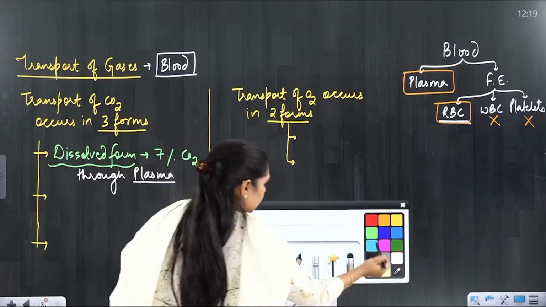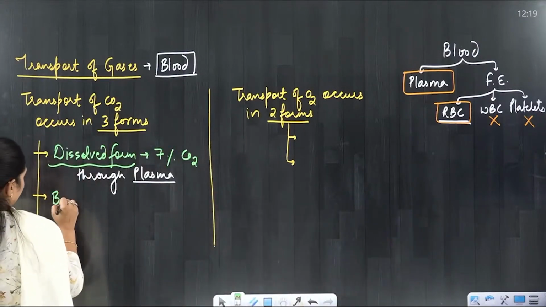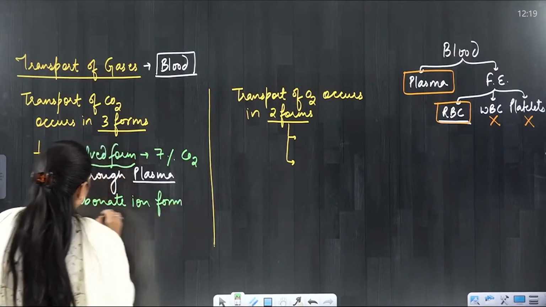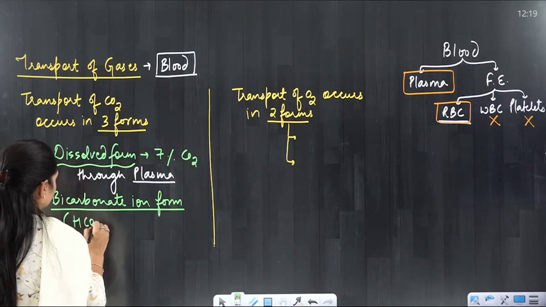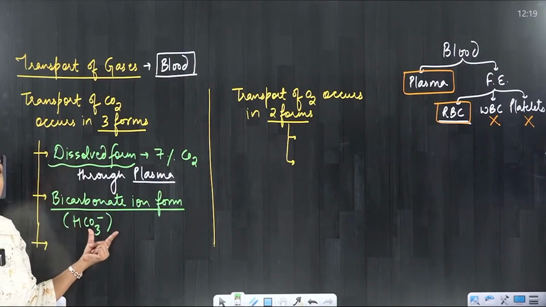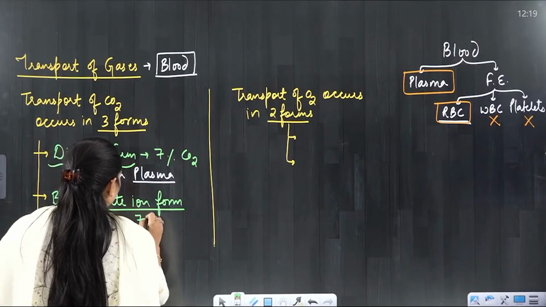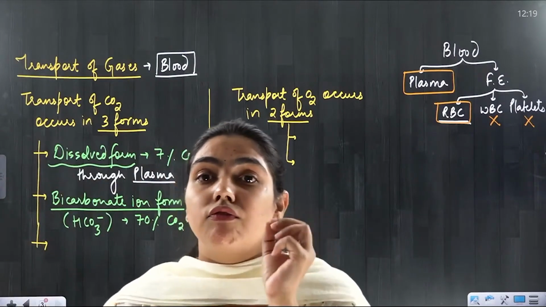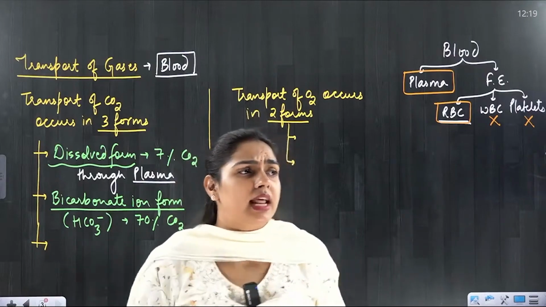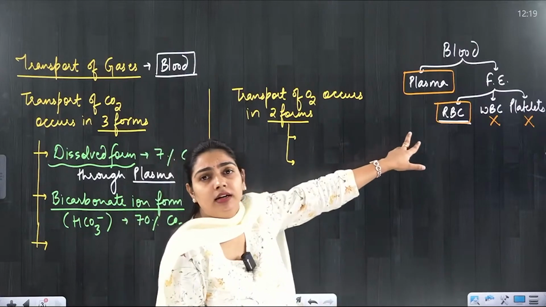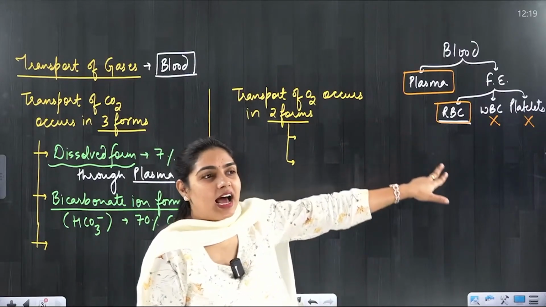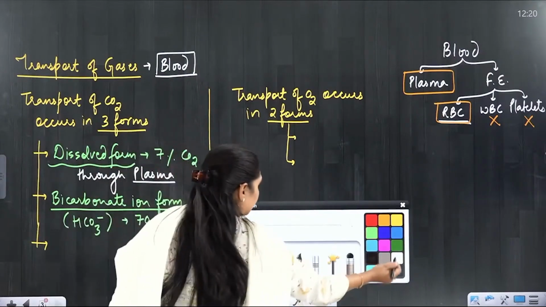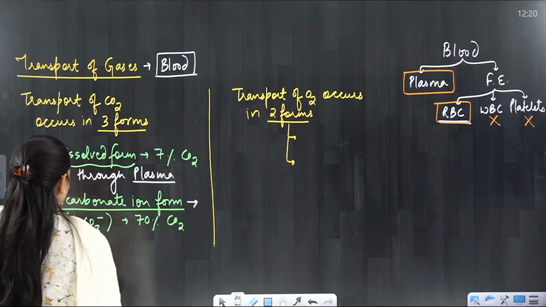Now, next is bicarbonate ion form. What is a bicarbonate ion? Bicarbonate ion is HCO3 negative. In this ion form, 70% of the CO2 travels in this form, beta. Now, can you tell me ions are present in which part of blood? Plasma. So, this bicarbonate ion form also travels through plasma.